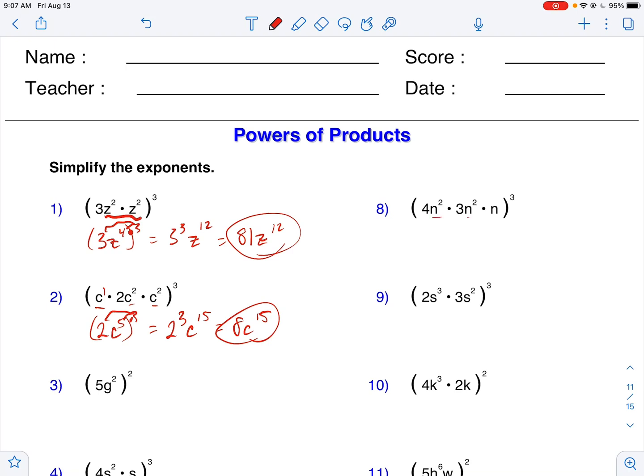All the way simplified. N, and n. And 4 times 3 makes 12. N squared, and n squared is n to the fourth, and n to the first makes n to the fifth. All to the third. 12 to the third, n to the 5th to the 3rd.